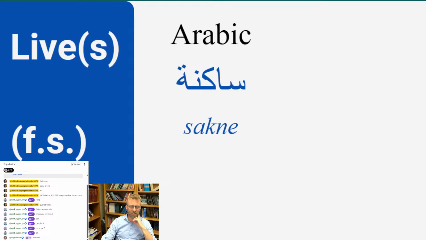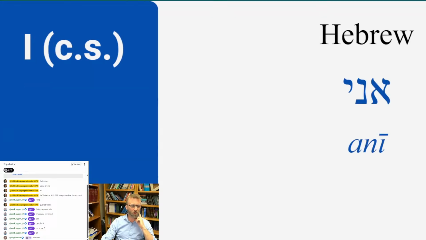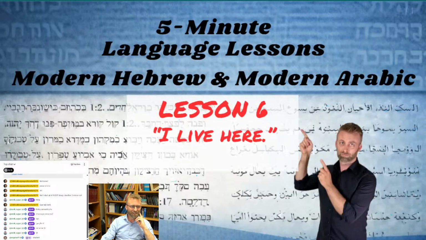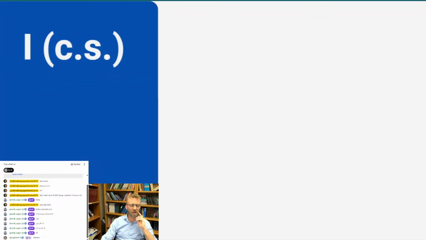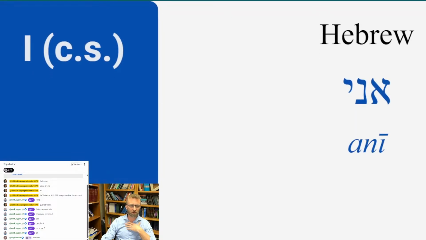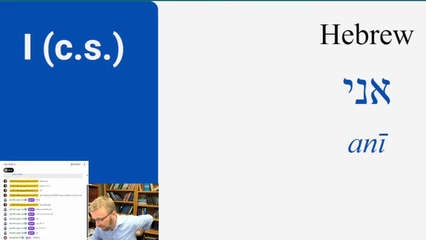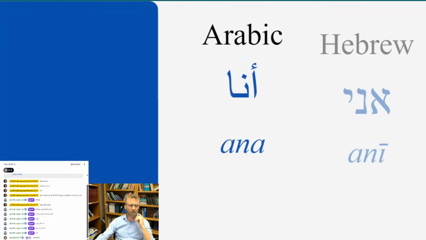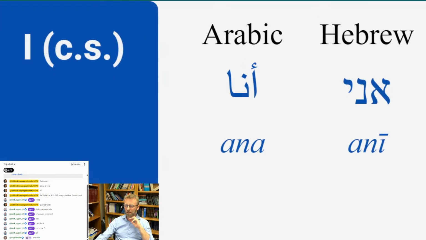So we're just learning the feminine singular form. For those who just showed up, maybe I should, if you'll permit me, just review really quickly. So we're learning to say I live here, and I'll just do this really quickly for the sake of review. Okay, and so I in the common singular in Hebrew, I did that first, I forgot, is going to be ani. And then in Arabic, we're going to have ana. So ani in Hebrew, ana in Arabic.